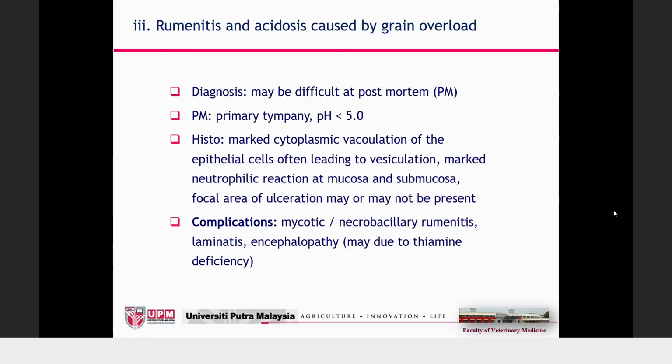The complication, apart from over distention of the rumen itself, might cause acute death to the animal. But in the long run, they might also be complicated with fungal infection and also might have encephalopathy due to thiamine deficiency. So in the short term, with over distention, they can lead to immediate death. But in the long term, there might also be ulceration and perforation of the rumen, leading to peritonitis, and that can kill the animal as well. Okay.